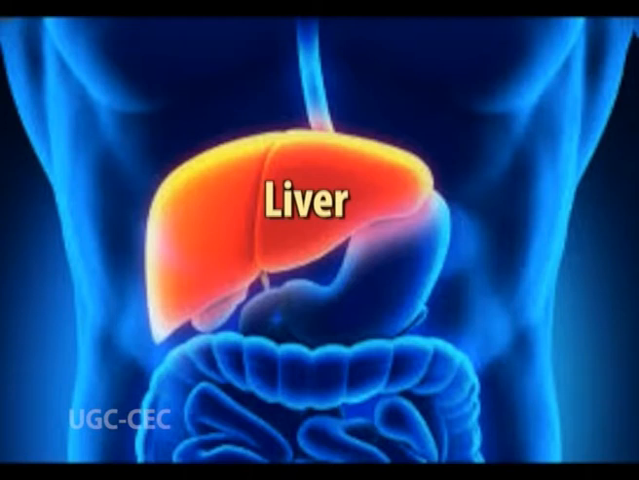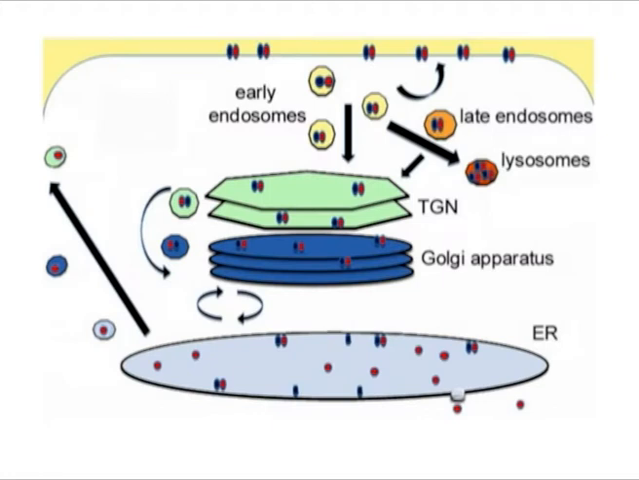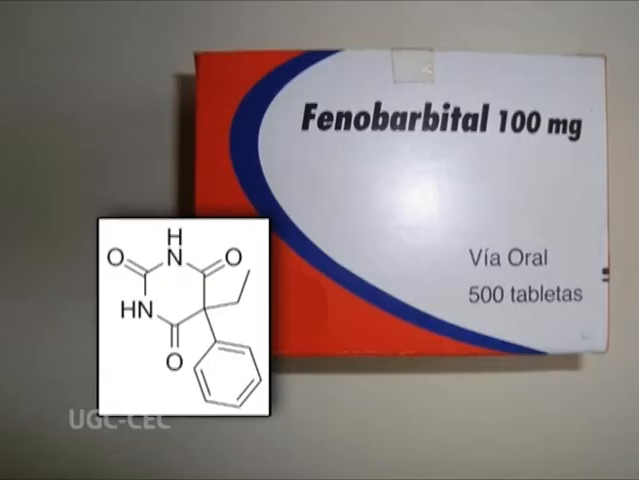Smooth ER is abundant in cell types that are particularly active in lipid metabolism. In addition, smooth ER is abundant in the liver, where it contains enzymes that metabolize various lipid soluble compounds. These detoxifying enzymes inactivate a number of potentially harmful drugs, for example, phenobarbital, by converting them to water soluble compounds that can be eliminated from the body in the urine.